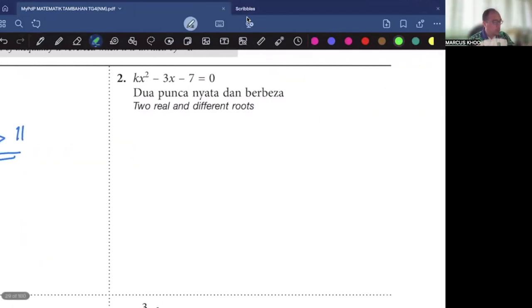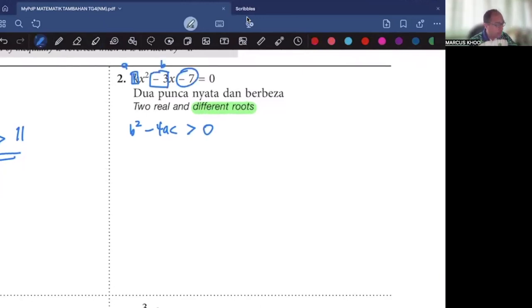Okay, number 2. Two real and different roots. If it's different, it means b squared minus 4ac is more than 0. Now this is our a. This whole thing is our b. Bring the negative number together with you. And this is c. So b is negative 3, the whole thing squared, minus 4 times k times negative 7, more than 0.